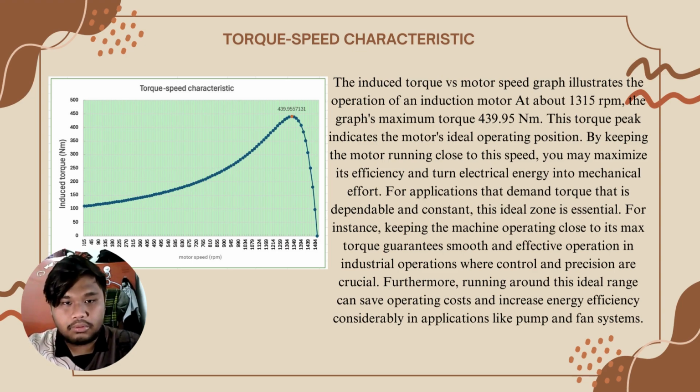This torque peak indicates the motor's ideal operating position. By keeping the motor running close to this speed, you may maximize its efficiency and turn electrical energy into mechanical effort. For applications that demand dependable and constant torque, this ideal zone is essential. For instance, keeping the machine operating close to its max torque guarantees smooth and effective operation in industrial operations where control and precision are crucial.